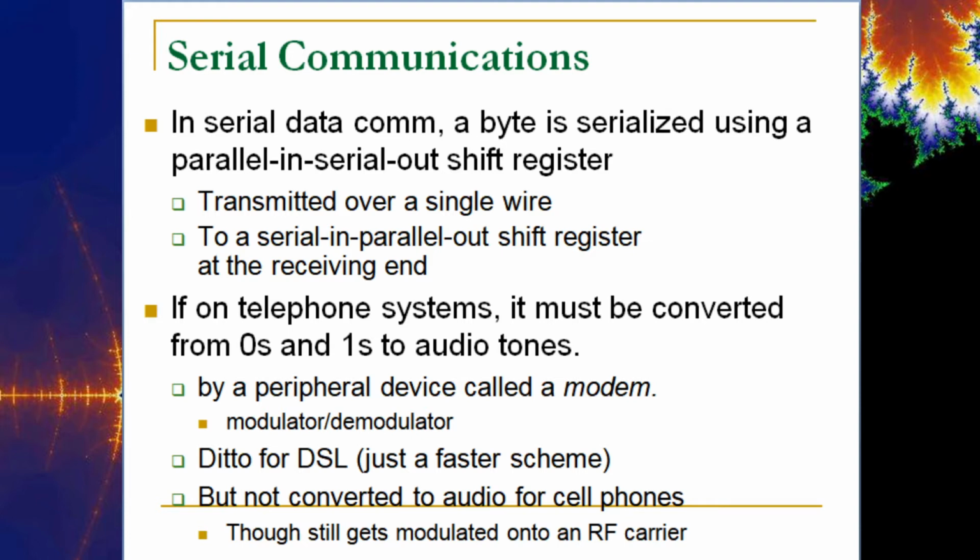If you're on an old telephone system, the data must be converted from zeros and ones to audio tones. This is done by a peripheral device called a modem, which is just a shortened version of modulator-demodulator. And the same thing goes for DSL; it's just a faster scheme of the same thing. This is not true for cell phones, though. It's not converted to audio, though it still gets modulated onto an RF carrier. That's a whole different discussion, but the ones and zeros have to be converted somehow.